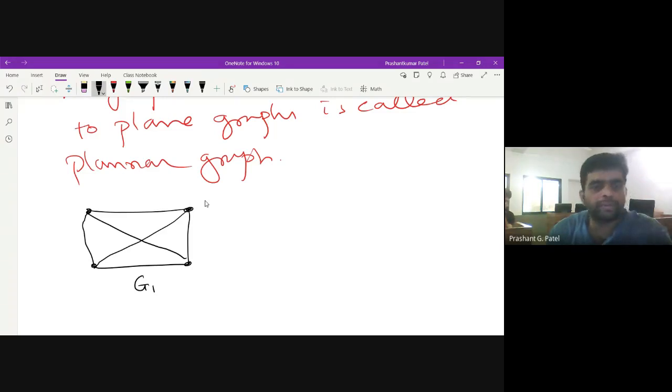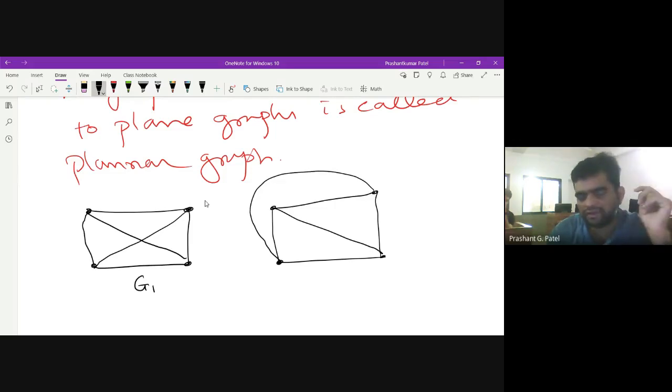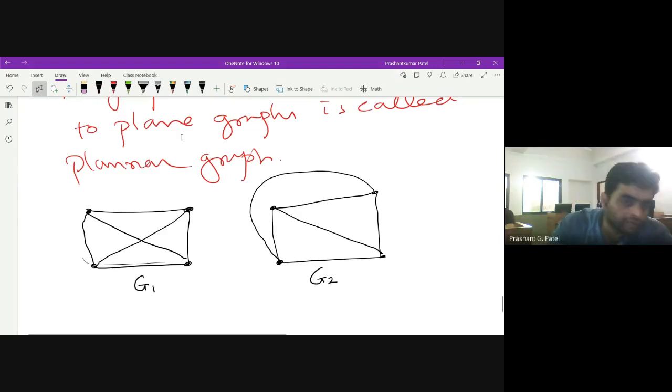But this G1 is a planar graph. Why? Because we are able to draw this graph in such a manner that, so we can draw this graph. So this graph and this graph are isomorphic graphs. This G2 graph is isomorphic to G1. And G2 is a plane graph. So that's why G1 is a planar graph. It is not a plane graph, it is a planar graph. Yes. We'll give you another example also.